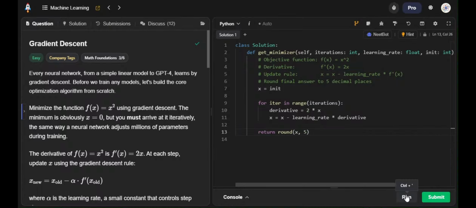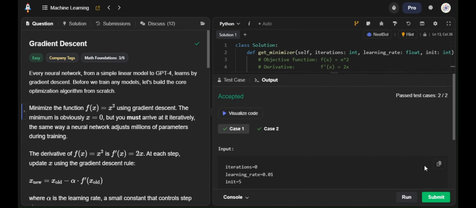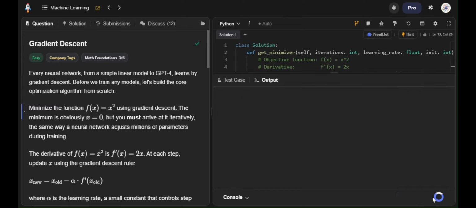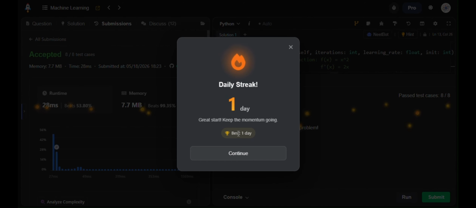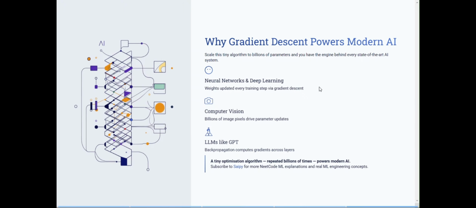So yeah, let's hit the run button. As you can see, the two initial cases have passed, and let's submit it. And yeah, this is how our first machine learning concept, gradient descent implementation, is complete.